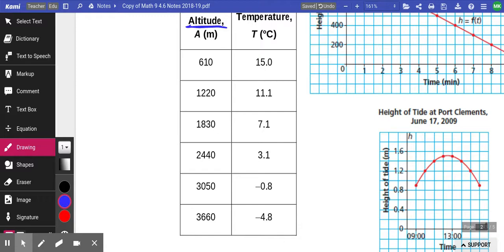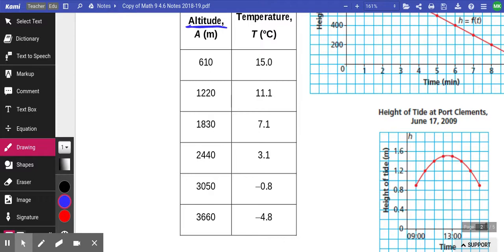When you're talking about the altitude of a plane, it doesn't just jump from 610 meters to 1,220 meters, right? The plane's not just flying and then all of a sudden it's right here. It flew up and it gradually got there. That means there's continuous information in between. There has to be. Same with the temperature. The temperature doesn't just jump from 15 degrees to 11 degrees. It had to have gradually changed in there somewhere. It cooled off or it heated up, one or the other, but it gradually happens.